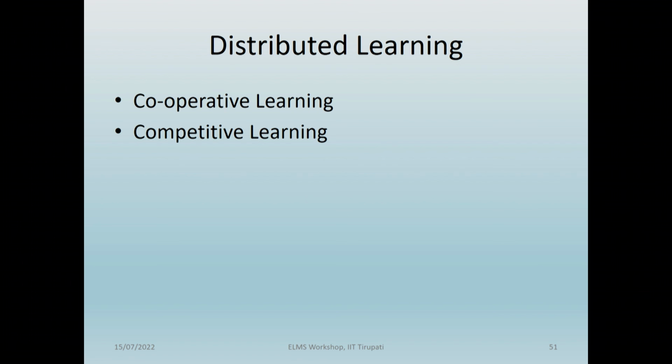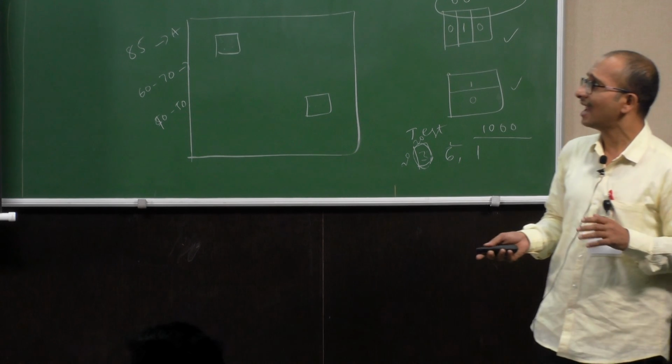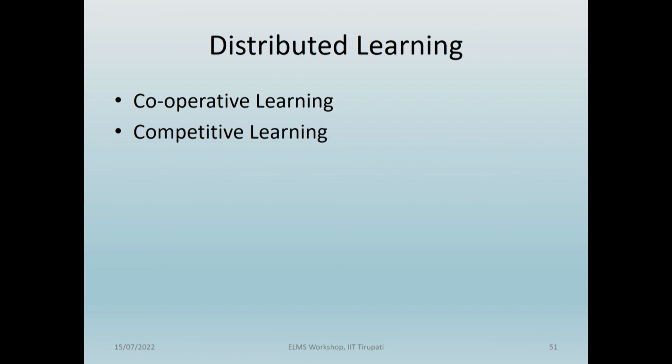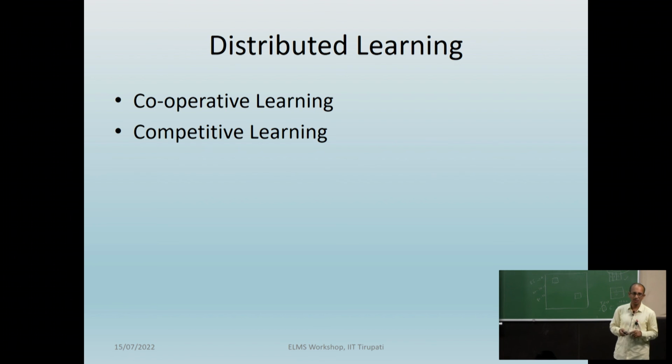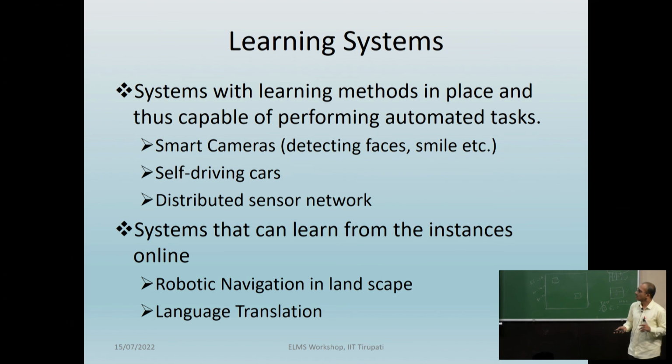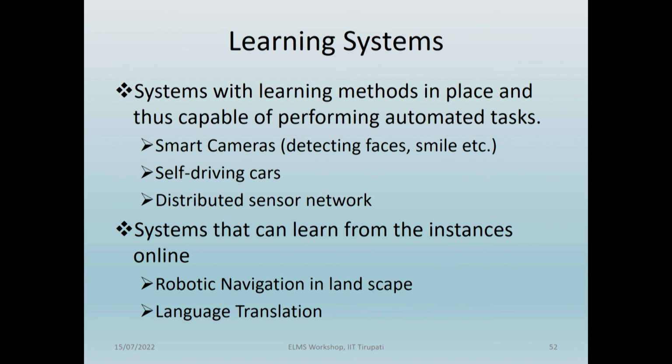You will also be listening to distributed learning methods and applications, where there is some cooperative learning and so on. With these learning methods, we have plenty of learning systems in place. A few of them are very successful, as you can see: smart cameras where we can detect faces and so on, self-driving cars in some constrained scenarios, and distributed sensor networks and so on.